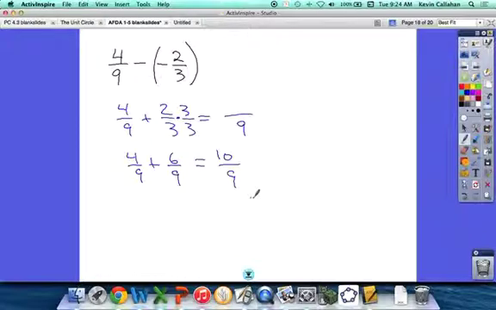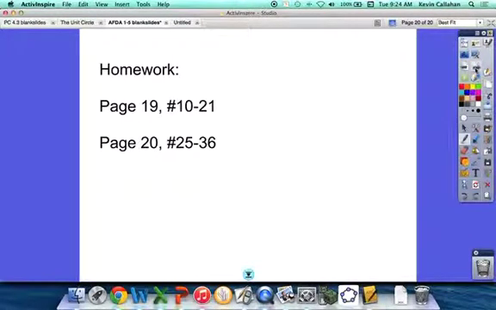Okay. So the homework out of the workbook are these: addition and subtraction.